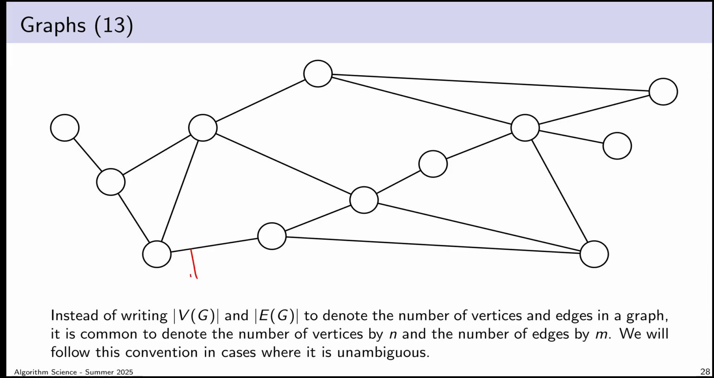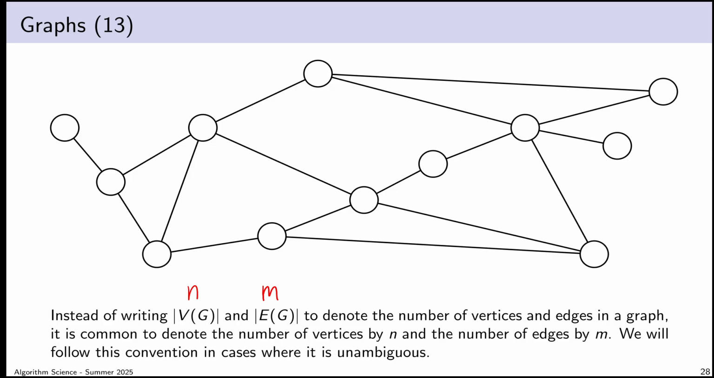Formally, the number of vertices is the size of the vertex set, and the number of edges is the size of the edge set. And actually, it does say that we will use this convention of using n and m, but I actually don't do that as much as the slide implies. It is very common in graph theory to see people always use n to represent the number of vertices and m to represent the number of edges.